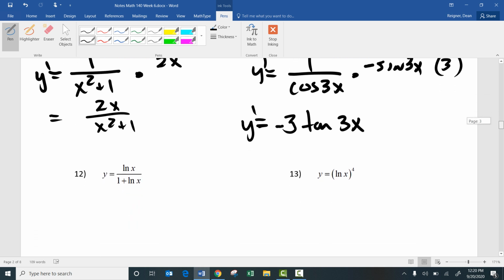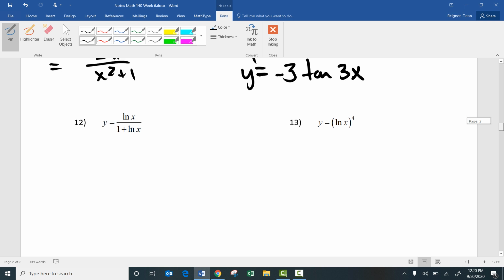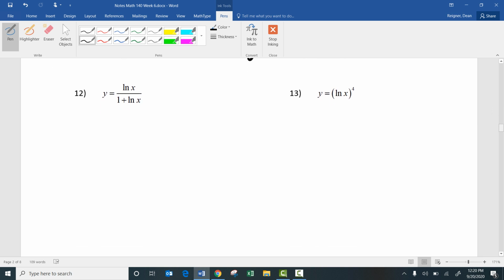So now, if you look at the next one, number 12, this is the quotient rule, but we're doing derivatives of natural logs. So now you have to remember how to do the quotient. All right, so here we go. Quotient rule starts with bottom guy, derivative of the top. The derivative of a natural log is 1 over that thing, and then the derivative of x is 1, all right, minus.